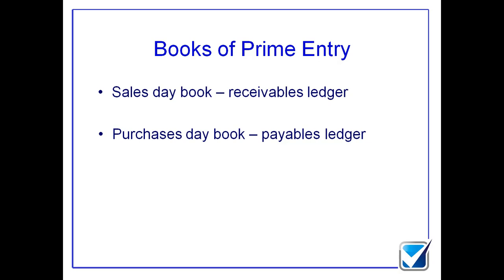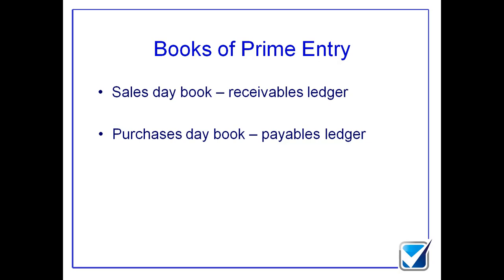The total from each of these books of prime entry will be posted through to different ledger accounts. So the different books of prime entry will be posted through to various different ledger accounts. For instance, the sales day book will be posted through to receivables ledgers because they're sales on credit. The purchases day book, which are purchases on credit, get posted through to the payables ledger.